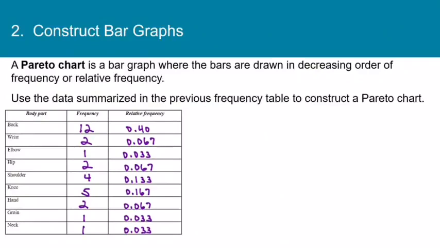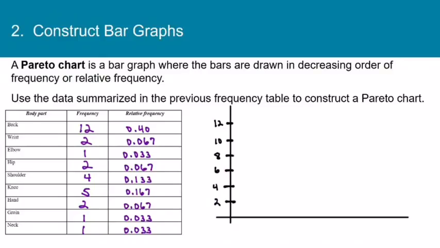And now let's look at one more type of bar graph. This is the Pareto chart. A Pareto chart is a bar graph where the bars are drawn in decreasing order of frequency or relative frequency. You can have either one that you want. And we're going to use the frequency data from the example we've been working on.